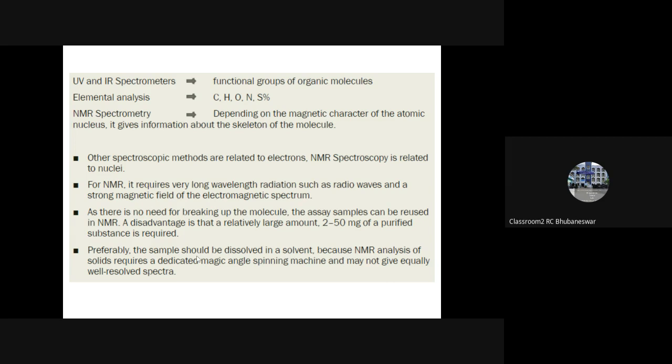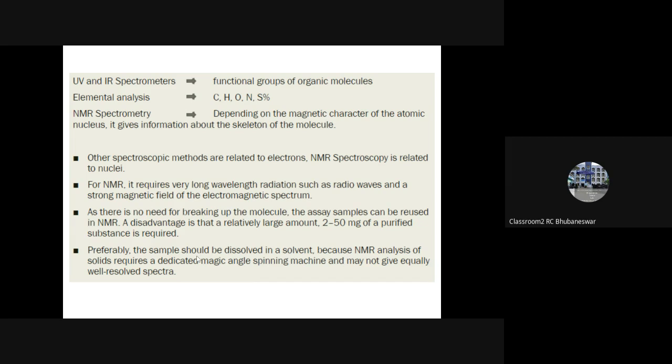So, NMR requires very long wavelength radiation, that is radio waves, and there is no need for breaking of the molecule; breaking and making of molecules is not happening here.